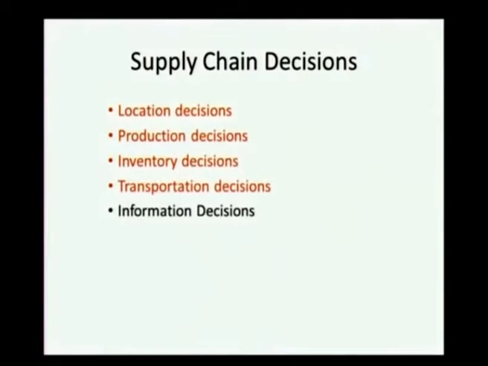We just go back to one of the slides that we have seen earlier, which talks about the major supply chain decisions, of which I have indicated five: location decisions, production decisions, inventory decisions, transportation decisions and information decisions. Now, we go back and see how much of these we have covered in the course and what things remain to be done in this course.